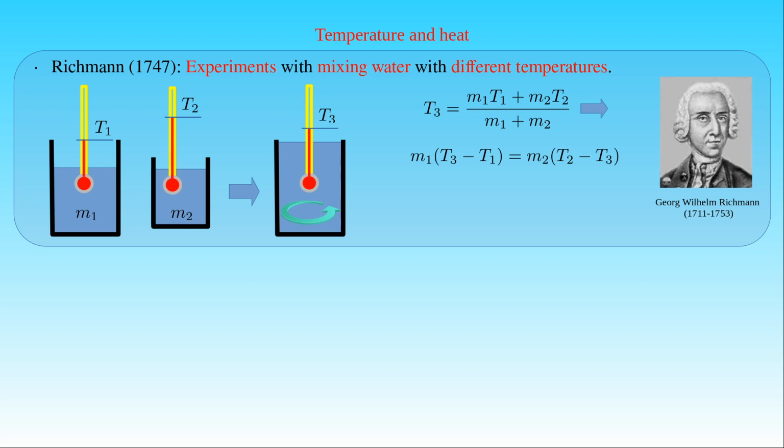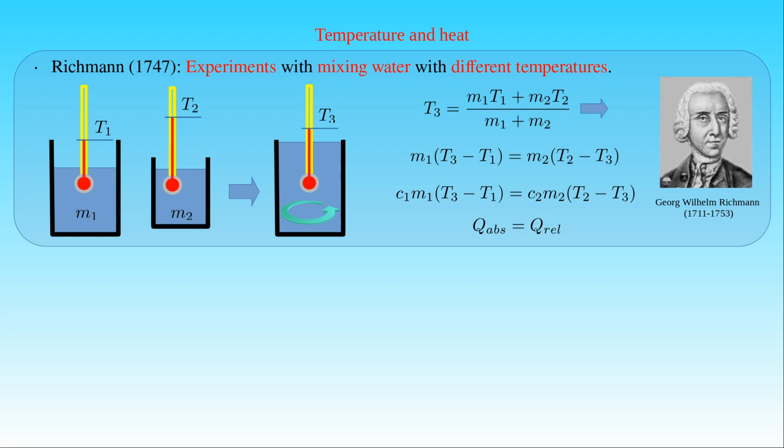We have seen that this relationship can be generalized for mixing of different materials with the formula stating that C1 times M1 times (T3 minus T1) is equal to C2 times M2 times (T2 minus T3), where we take the physical properties of the mixed materials into account by applying the multiplicative factors C1 and C2. In this experiment, the left-hand side of the equation represents the amount of heat absorbed by the cold water, whereas the right-hand side of the equation represents the amount of heat released by the hot water.